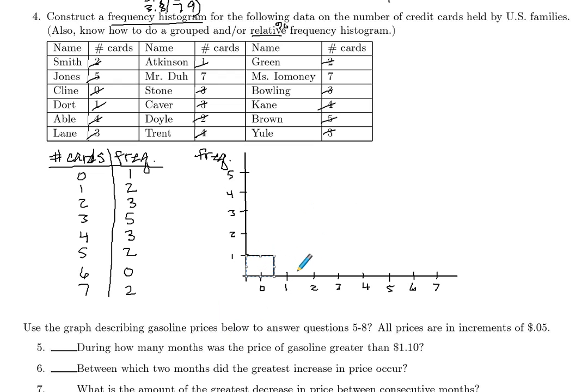And then 1 card, we've got frequency 2, so we're doing a bar of height 2. Over the 1, centered over the 1, we're going up to height 2. So about like that. And then 2 cards, we've got frequency of 3. So we're doing a bar of height 3. So we're going up to height 3, right there.